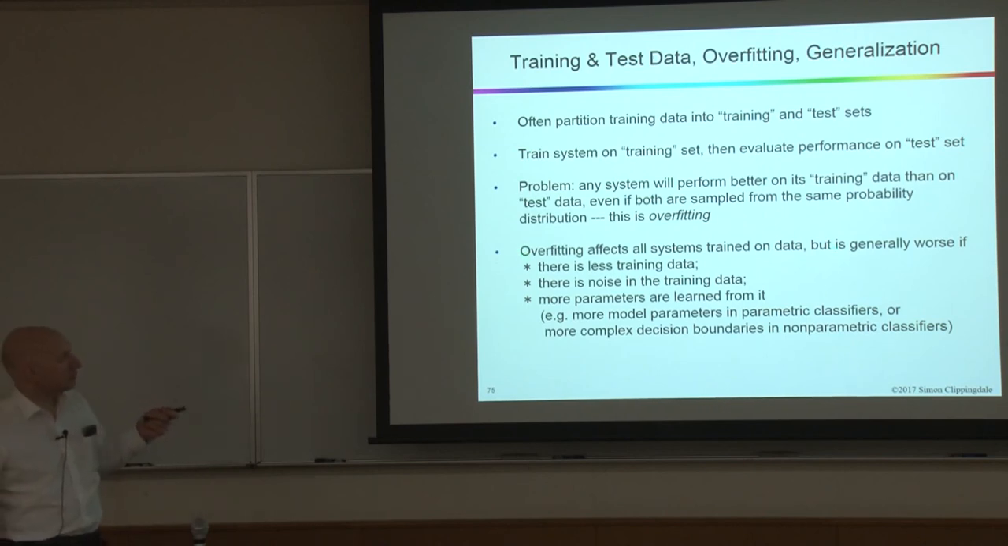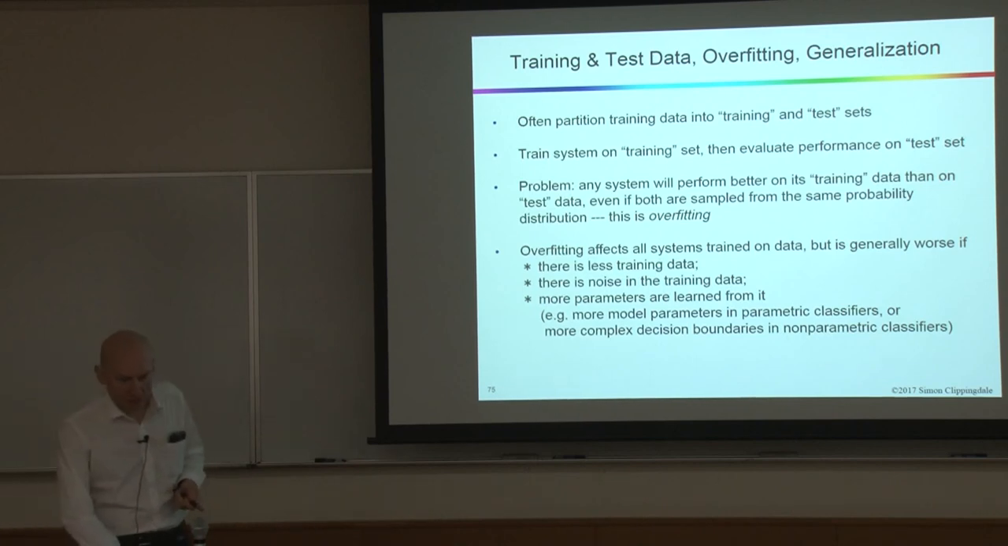So this affects all systems trained on data at all. It's generally worse, however, if there's less training data, because it's easier to overfit to less data. If there's noise in the training data, you fit to the noise rather than the distribution of the data. The more parameters you try to learn from the data, the more complex your classifier. For example, the more parameters in parametric, or the more complex your decision boundary in non-parametric classifiers.